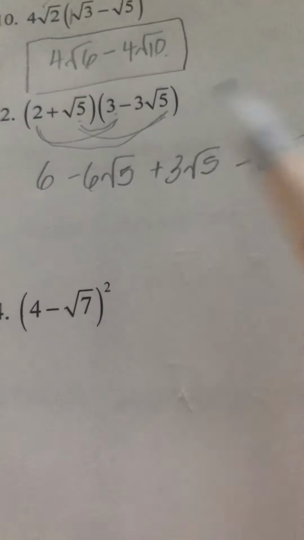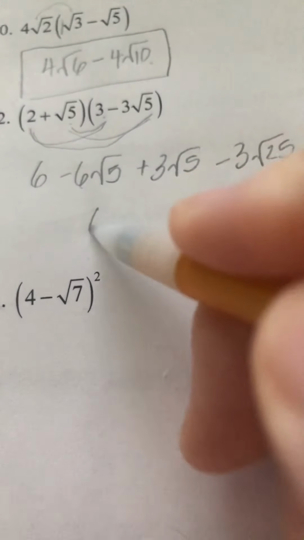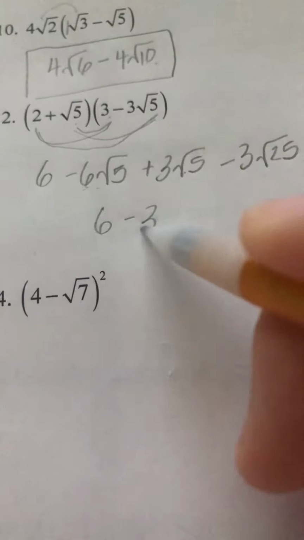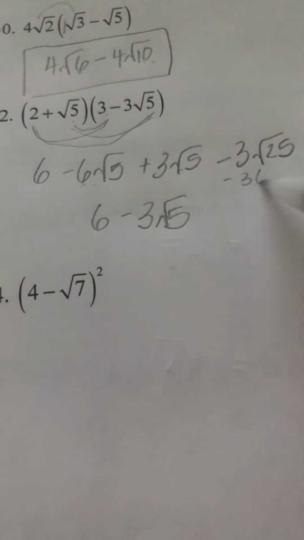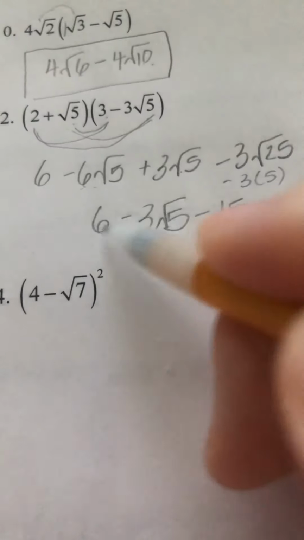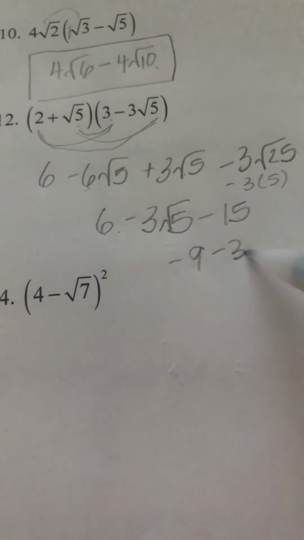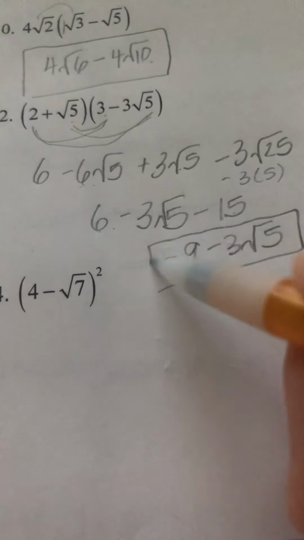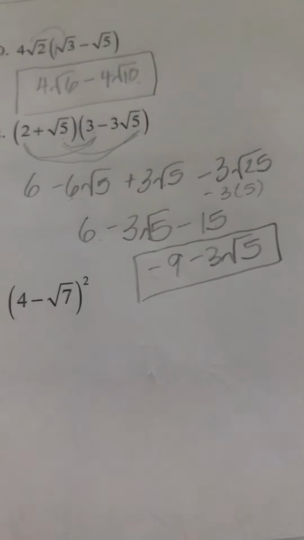Okay, you can multiply what's underneath the radical. So you get 6. Combine those. It's negative 3 root 5. And then this is 3 times 5. So it's minus 15. And now combine those. 6 and negative 15, negative 9. That's it. These are good problems. There's another FOIL coming.